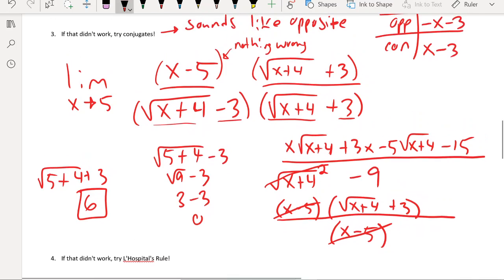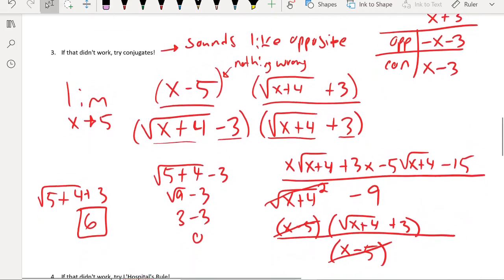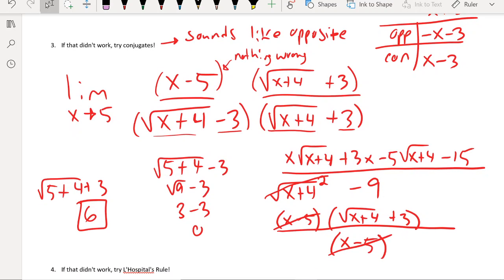All right, so yes, conjugates are annoying. They're difficult to do all that math. It was a lot of math. But if you can't plug it in and you have square roots, then you might have to do a conjugate in order to solve the limit.